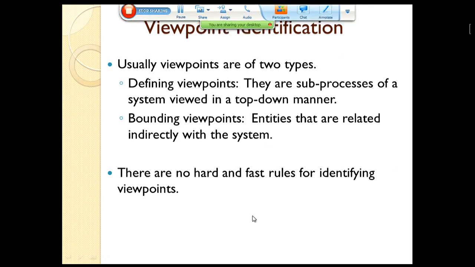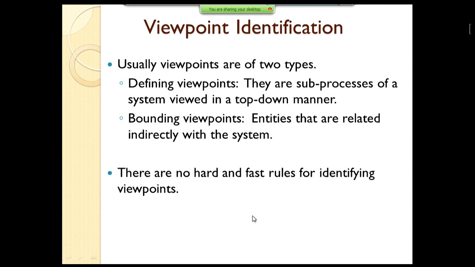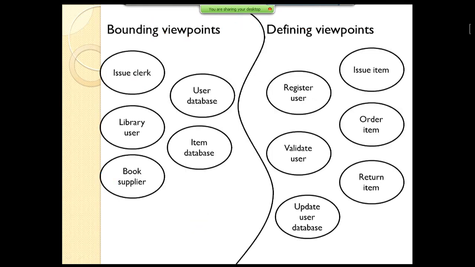Defining viewpoints are subprocesses of a system viewed in a top to down manner, whereas bounding viewpoints are entities that are related indirectly with the system. There are no rules for identifying viewpoints.